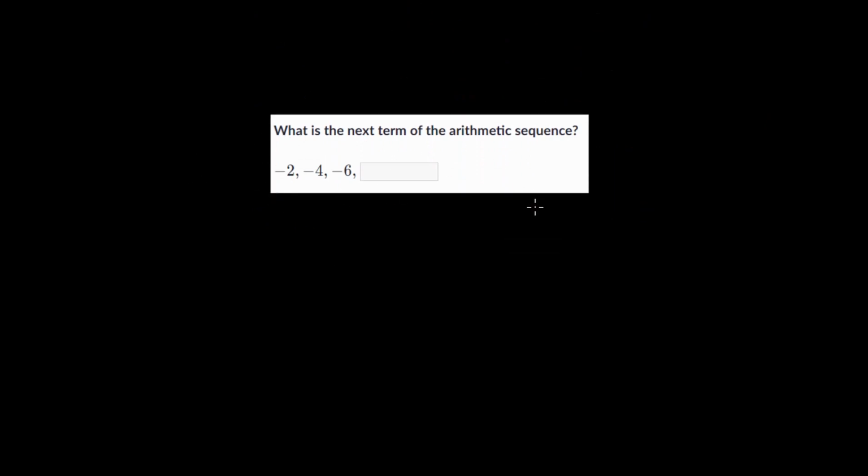In this one, we'll actually start in the negatives, but the process is still the same. We just need to figure out that common difference. For this, I'll just label it as CD. So what are we adding or subtracting going from one term to the next? And since we're going more negative, we are going down essentially, or we're subtracting. So if you take minus 2 and you subtract 2, you will get minus 4. If you subtract 2 again, you get minus 6.